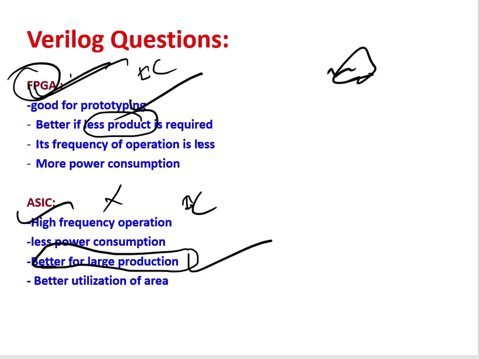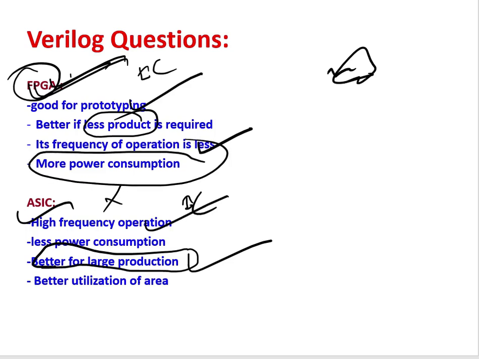The third one is that frequency of operation is less in the case of FPGA, and frequency of operation is more in the case of ASIC. FPGA consumes more power, but ASIC consumes less power. And in the case of ASIC, it better utilizes your area. Okay.